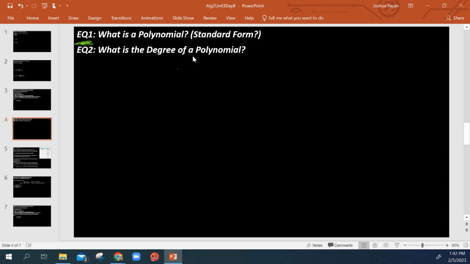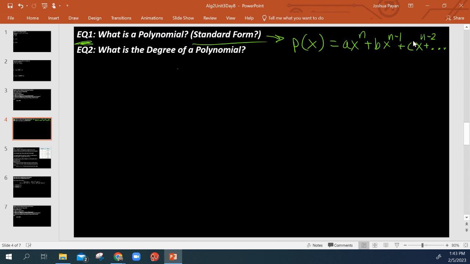So EQ1, what is a polynomial? And you see I wrote in standard form, right? So a polynomial in standard form, so let's say we have P of x for polynomial that's a function of x. Standard form, we already know what that looks like. It would be a times x to the nth power plus b times x to the n minus 1 plus c times x to the n minus 2, and so on.